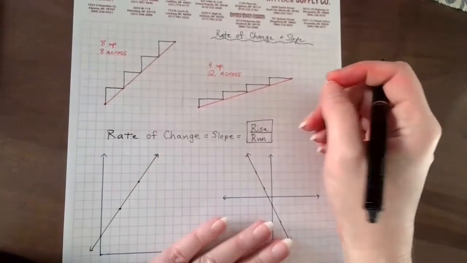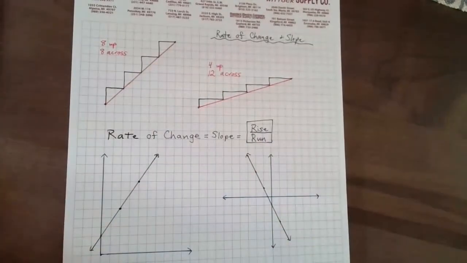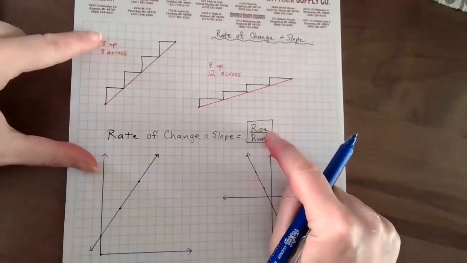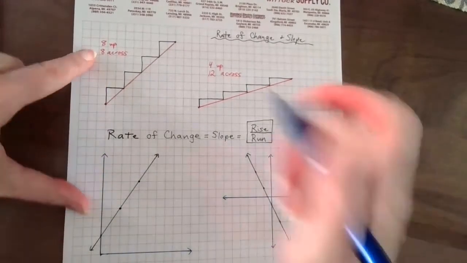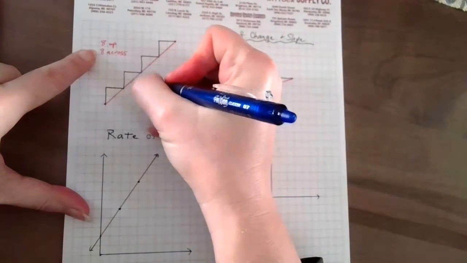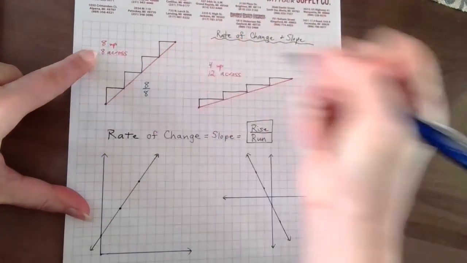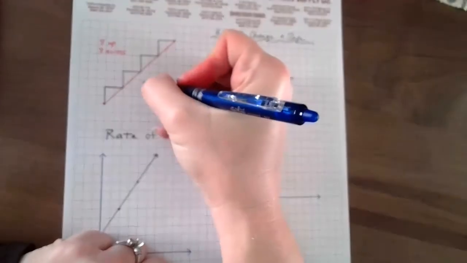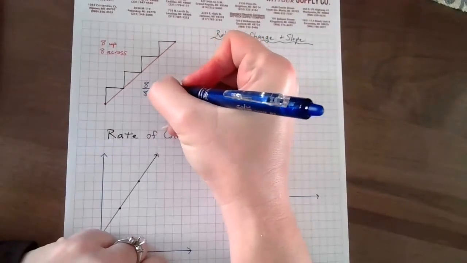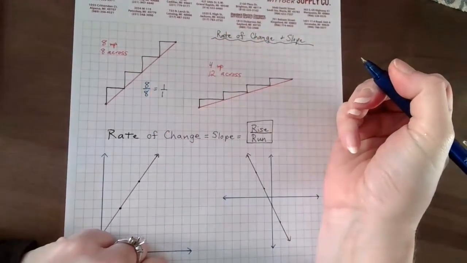So if we use that over here and take a look at this, well, okay, so 8 up and 8 across, that's rise, that's up, and across is run. So this would be 8 over 8. Well, oftentimes we don't leave our fractions like that. 8 over 8, what is that? That's really 1 over 1, or 1.